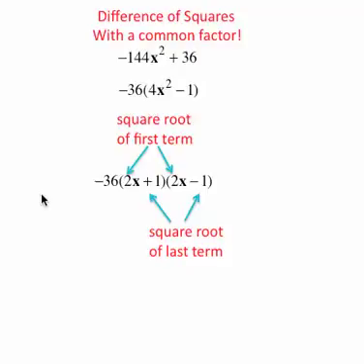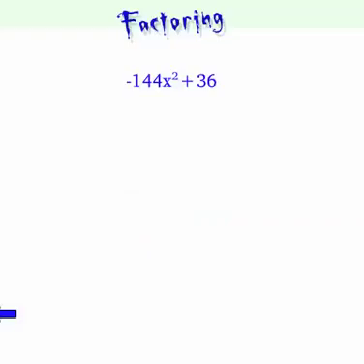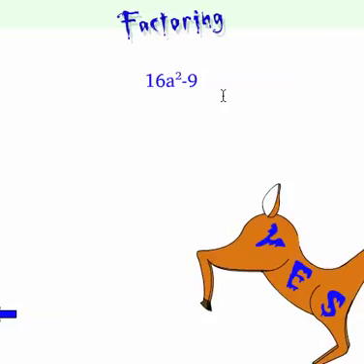So let's go and fill that in the program and see if we're right. So it was negative 36, and we pulled out 36 from the 144. We were left with 4. The square root of 4x squared is 2x. When we factored out the 36, we were left with negative 1, and so we're going to get plus and minus 1. So 2x plus 1, and then 2x minus 1. So let me just copy that and paste and put the negative there, and that's it. Ta-da!